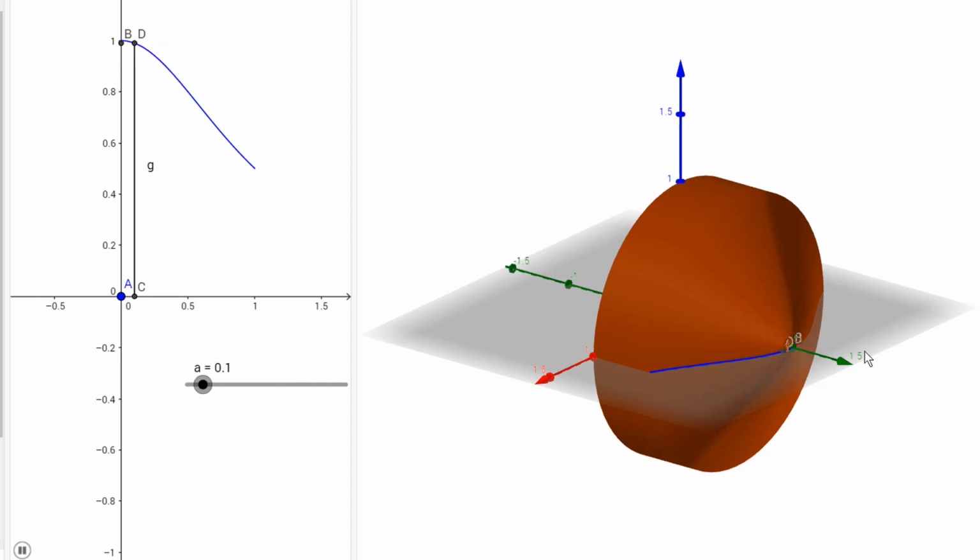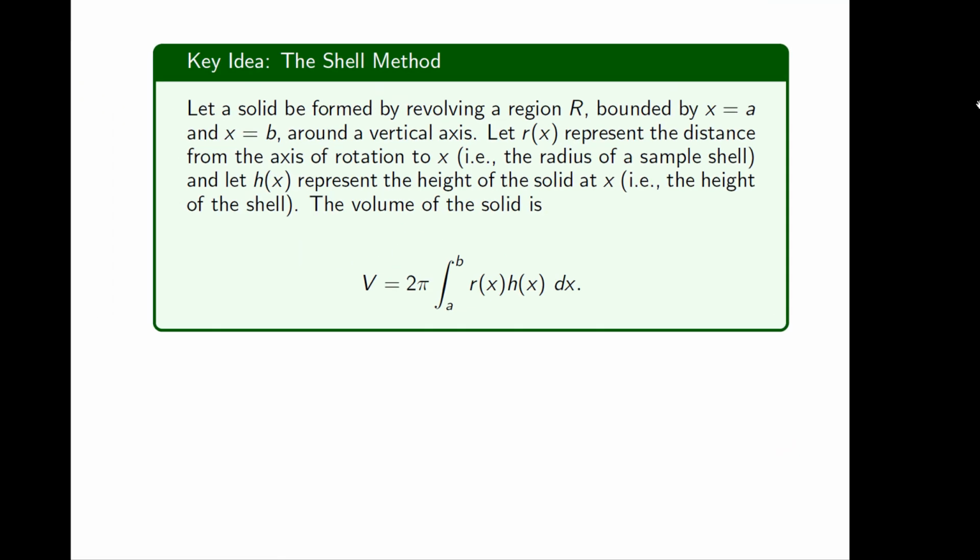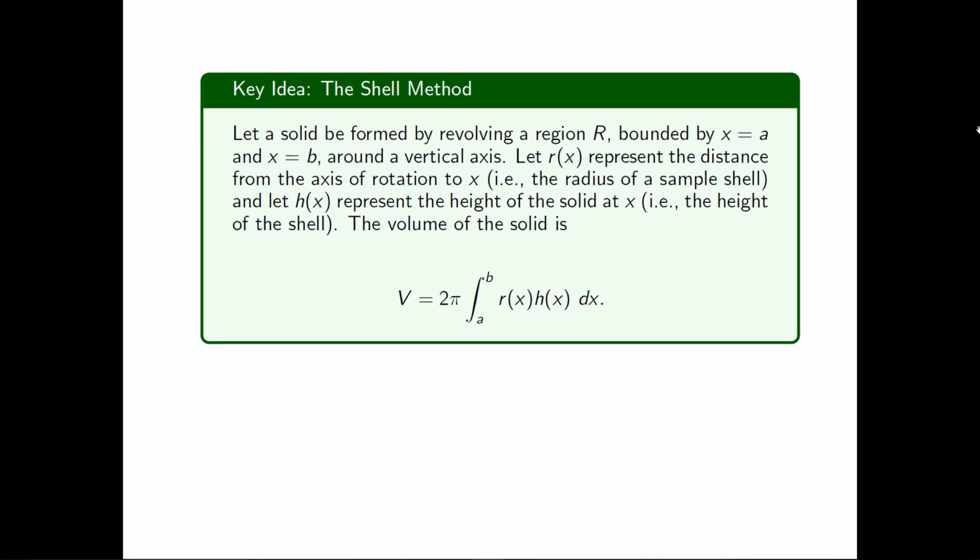Okay, so we formed our solid of revolution, and now we're going to find the volume of that. Here is our key idea, our formula that we'll be using. We're taking some region R, it goes from x equals a to x equals b, and we're revolving that region around a vertical axis, perhaps the y-axis or perhaps a different vertical axis.